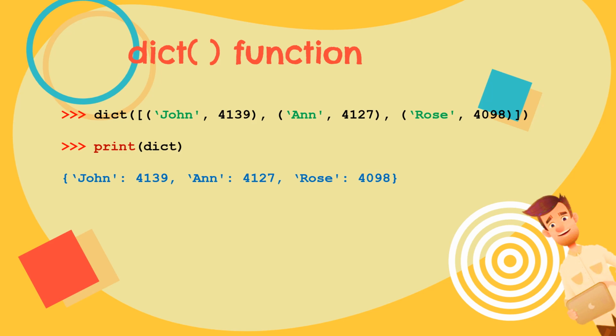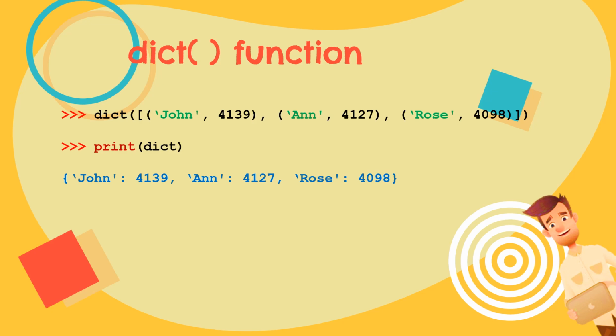Then Anne 4127, Rose 4098, these are key and value pairs. Then print dict. The dictionary is printed with curly braces, with John 4139, Anne 4127 and Rose 4098 as the key and value pairs. Using this dict function, you can create a dictionary from a sequence of values, or you can pass no value. If there are no values inside the dict function, then an empty dictionary is created.